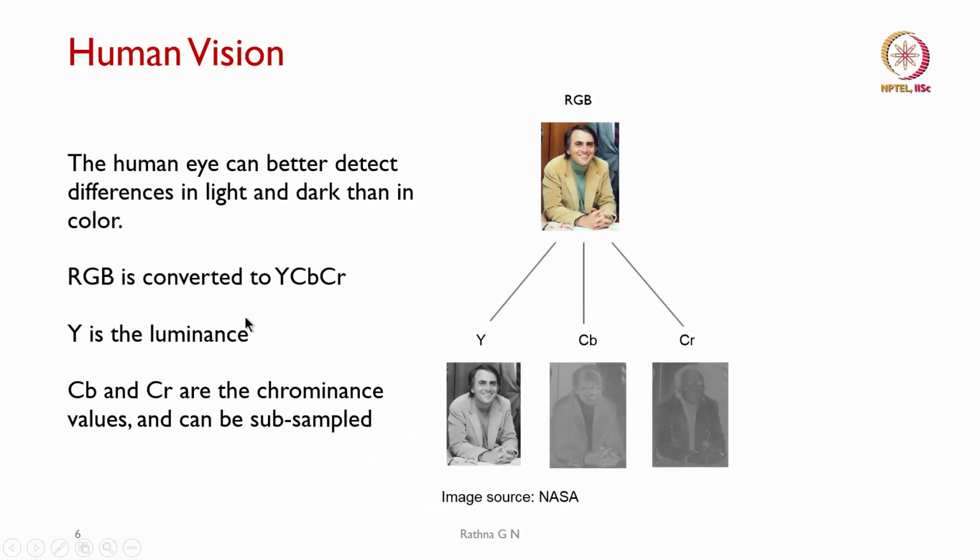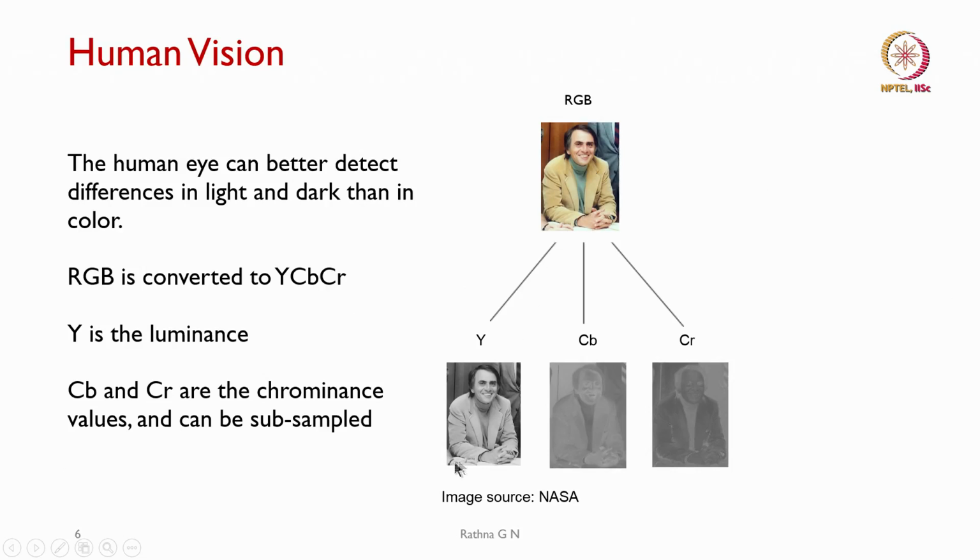Now coming to human vision. We said already in the previous class that we better detect differences in light and dark than in color. As you have, this is an RGB image, so we have red, green and then blue.